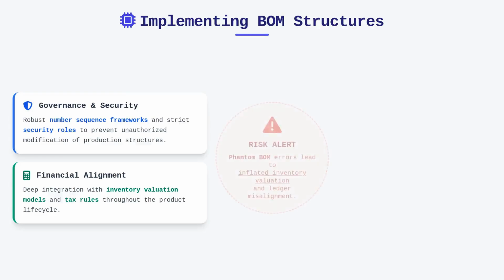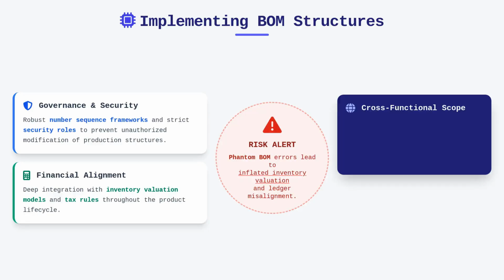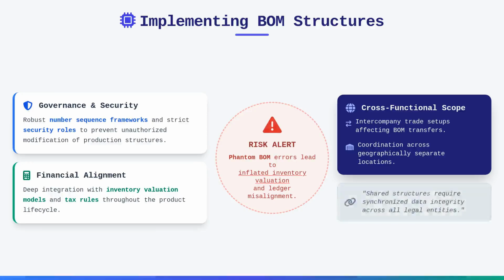For instance, if you configure a phantom BOM incorrectly, you might find that inventory valuation at the intermediate level becomes inflated or misrepresented due to improper alignment with ledger posting profiles. You must also consider the cross-functional nature of this data, specifically how intercompany trade setups affect the transfer of BOM components across geographically separate warehouse locations.